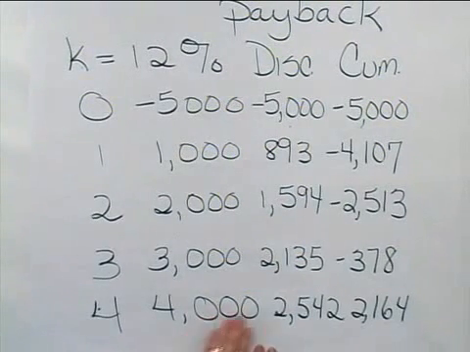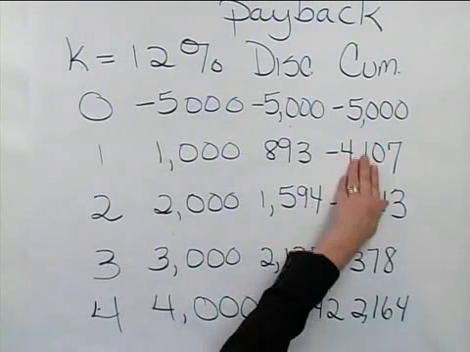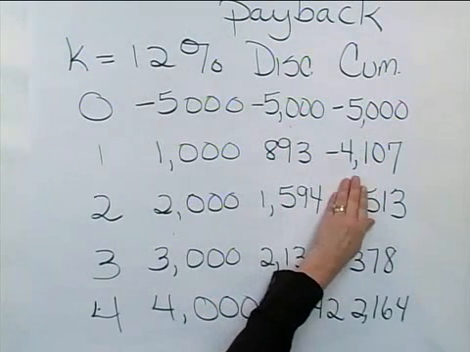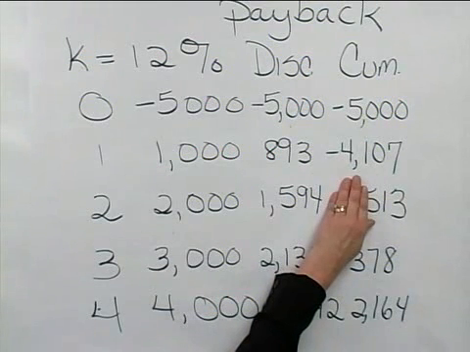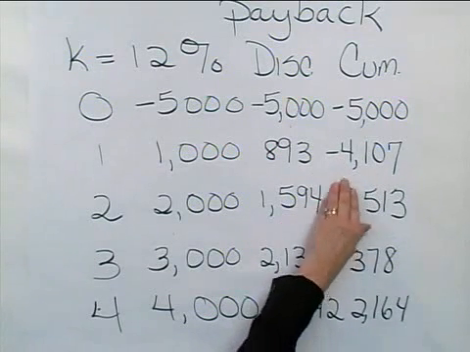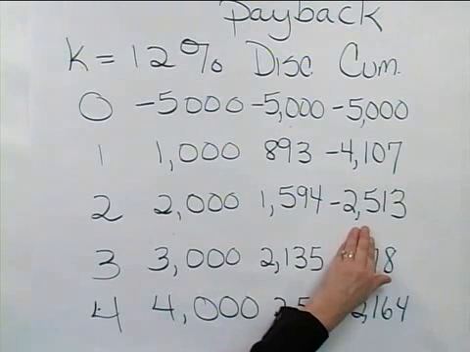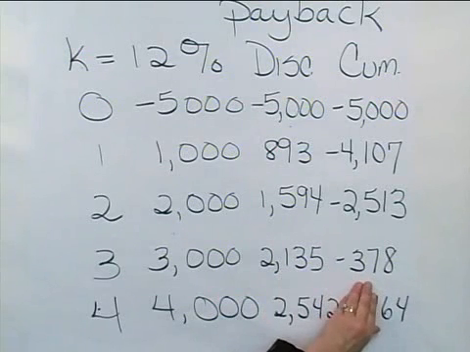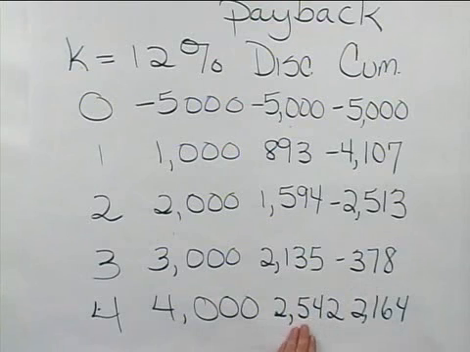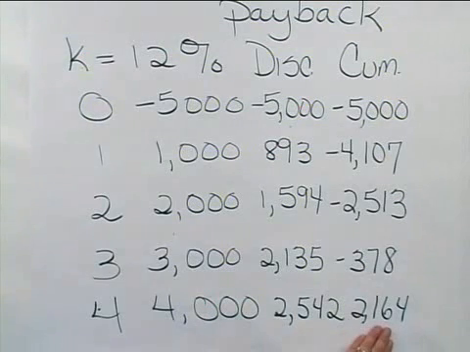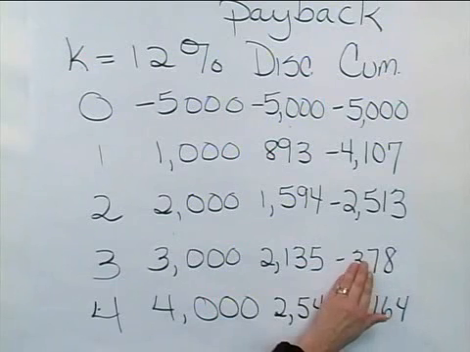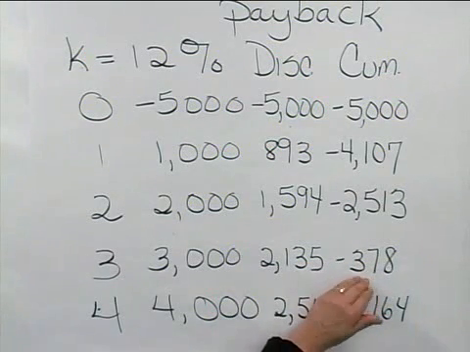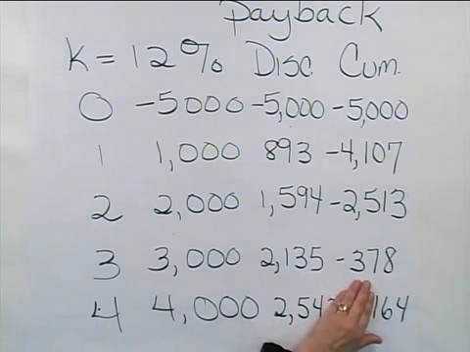$2,542. Well, now let's look at the cumulative cash flows. Negative 5,000 in year 0, add $893, so we're at negative 4,107. Add $1,594, we're at negative $2,513. Add $2,135, we're at negative $378. Add $2,542, we're finally positive at positive $2,164. So payback occurs between year 3 and year 4, and actually pretty soon after the beginning of year 3, you will achieve discounted payback.